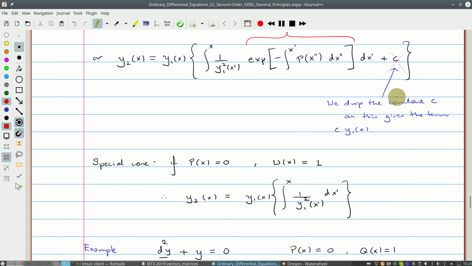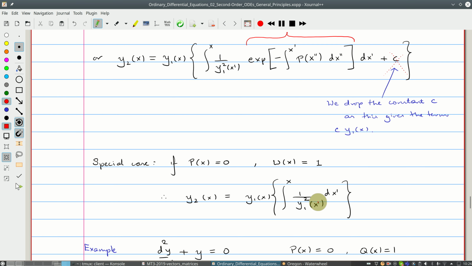As a special case, if the function p of x is 0, then the Wronskian is 1. If p of x is 0, then we get the exponential of 0, which is 1. So then the second solution takes the simpler form of y1, the first solution, times the integral of 1 over y1 squared dx prime.